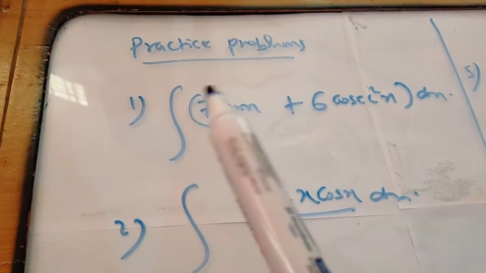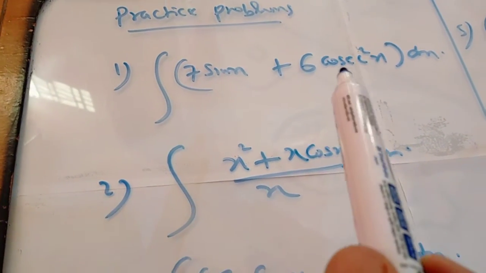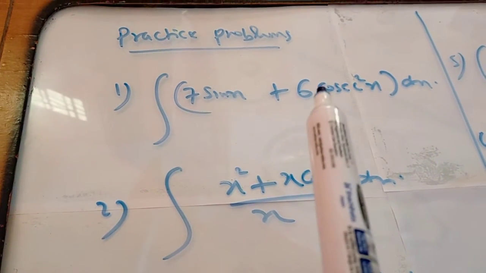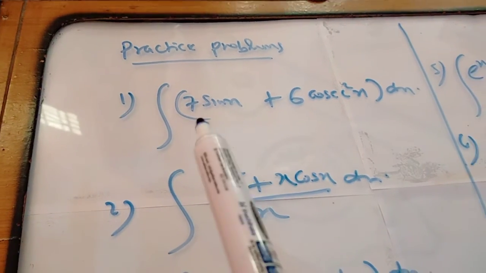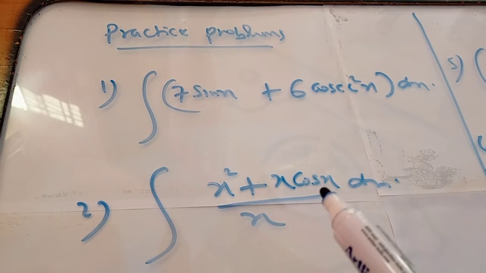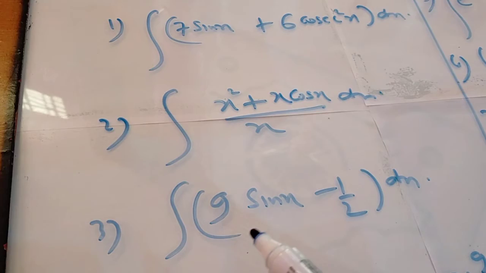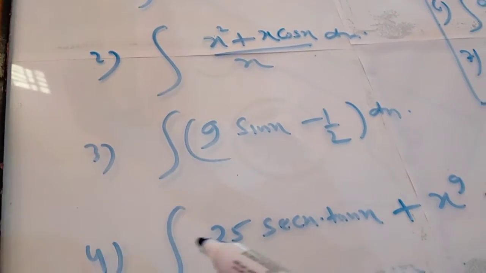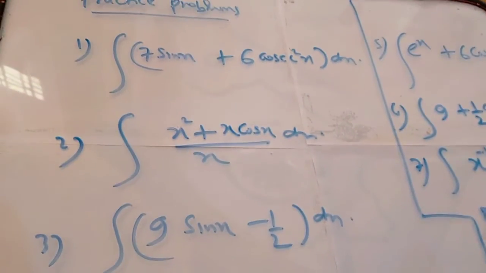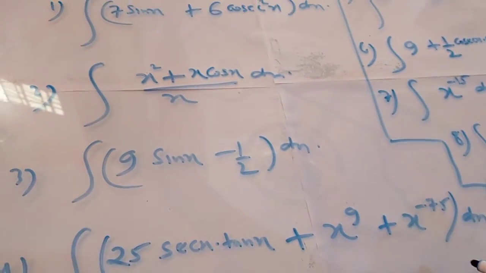So what we'll do today, you have to start the practice problems based on the formulae. These are direct questions, you can do them nicely if you go through the video thoroughly. The first question, 7 sin x plus 6 cosec square x dx. Second is x square plus x into cos x, whole divided by x. In question number 3, 9 sin x minus half dx. Fourth question, 5 sec x tan x plus x raised to the power 9, this whole dx.